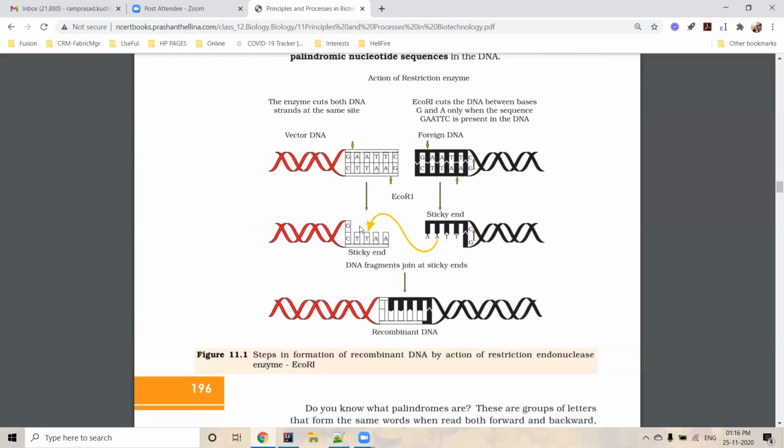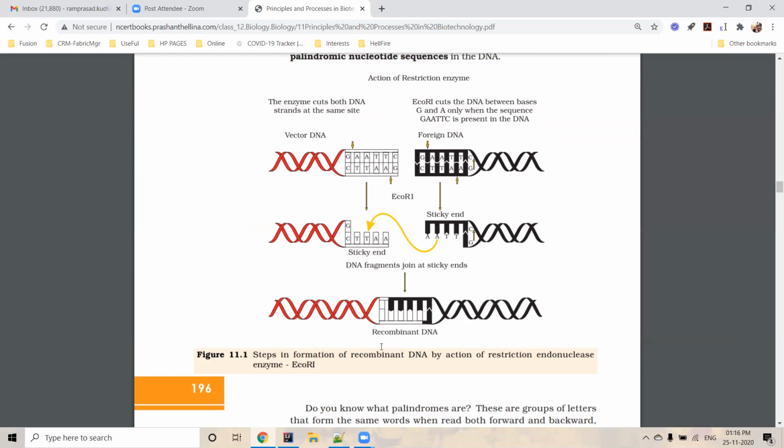Now you can observe the picture. This is the vector DNA, plasmid DNA. It has a palindromic sequence. This is the desired DNA. The restriction enzyme will cut the desired DNA. You can observe, one is L shape, another one is inverted L. So easily the vector DNA is joined with the desired DNA.